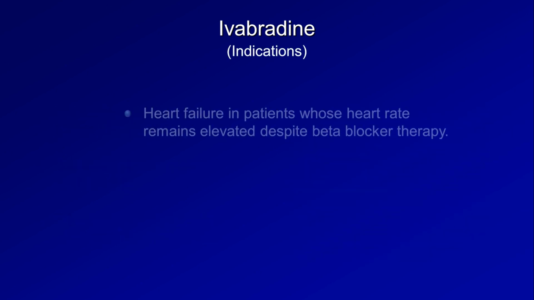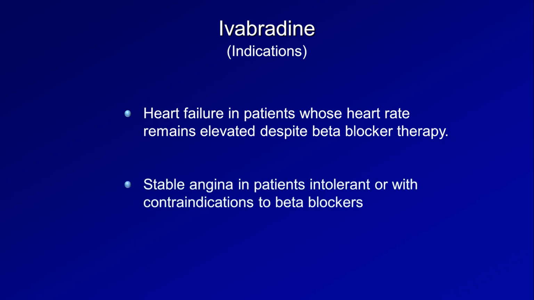Ivabradine's indications include heart failure with reduced ejection fraction in patients who remain with an elevated heart rate despite beta blocker therapy. It's also used in stable angina for patients who are intolerant or with contraindications to beta blockers, and in a condition called inappropriate sinus tachycardia. I don't know whether it's because doctors don't really know about it yet, or because they aren't convinced by the available evidence, but Ivabradine is still a relatively uncommon drug to see used in clinical practice.